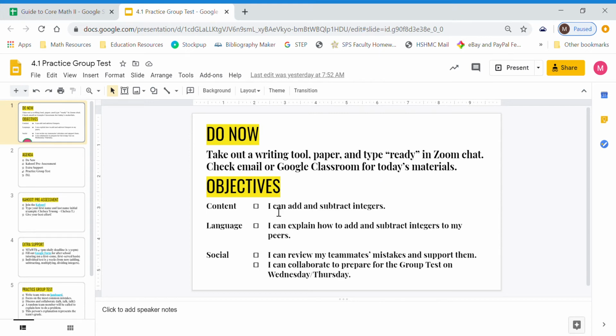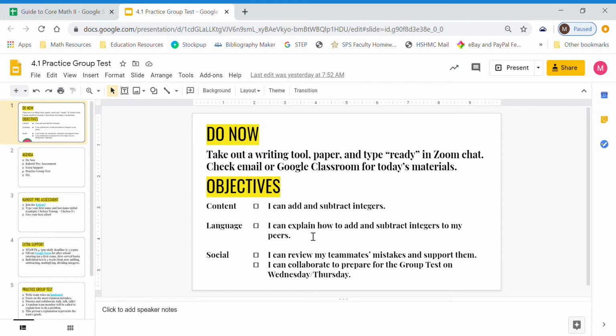Today's objectives are the following. Content: I can add and subtract integers. Two weeks ago you learned how to add, last week you learned how to subtract. Today we're focusing on how to add and subtract integers as a team. Language objective: I can explain how to add and subtract integers to my peers.